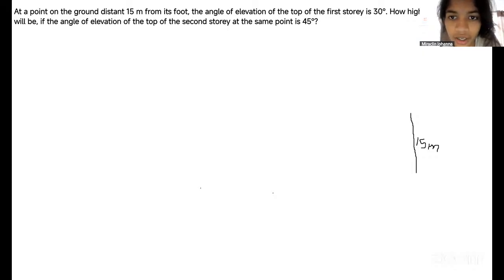I'm confused about how to draw the first story, like the 30 degrees. So how is it 15 meters? The point 15 is the distance from its foot. Okay, okay. So I guess it's not a correct diagram. You can make any distance, no problem in that. But I guess it's not correct. Check again what the question is saying.